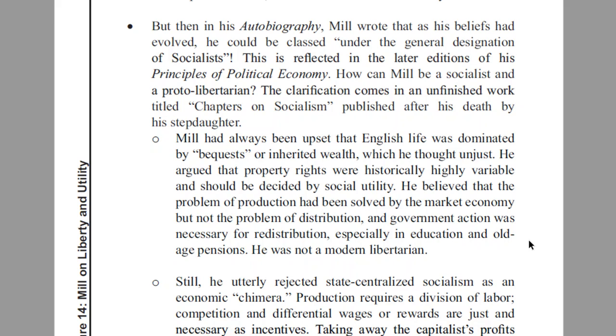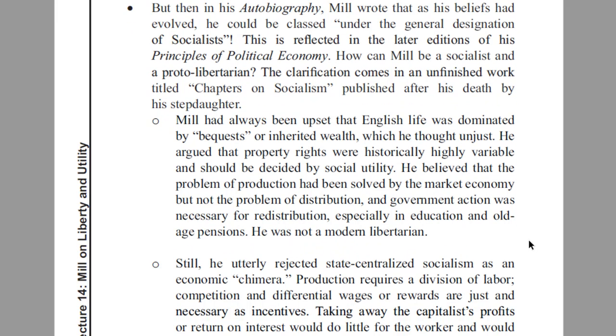The clarification comes in an unfinished work titled Chapters on Socialism, published after his death by his stepdaughter. Mill had always been upset that English life was dominated by bequests or inherited wealth, which he thought unjust. He argued that property rights were historically highly variable and should be decided by social utility. He believed that the problem of production had been solved by the market economy, but not the problem of distribution, and government action was necessary for the redistribution, especially in education and old age pensions. He was not a modern libertarian.